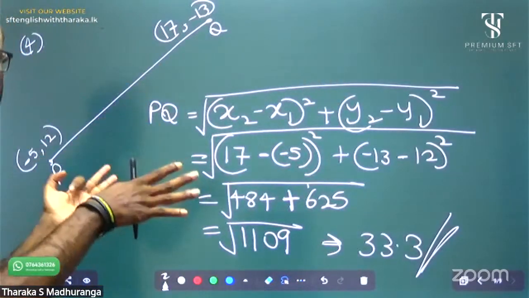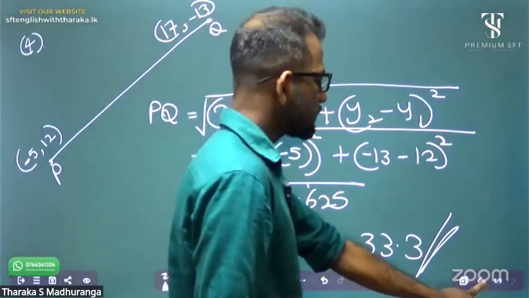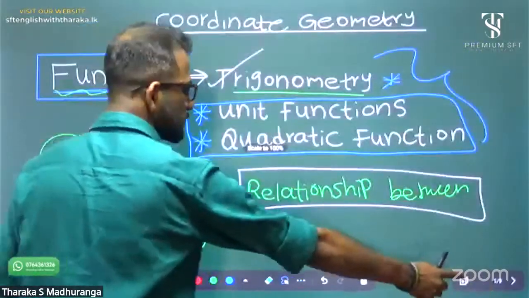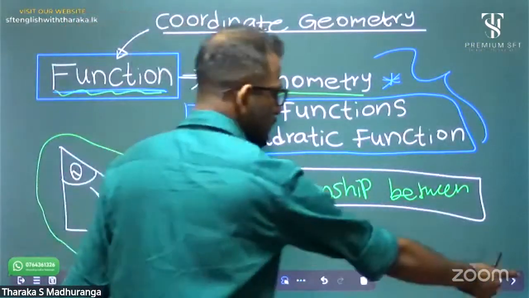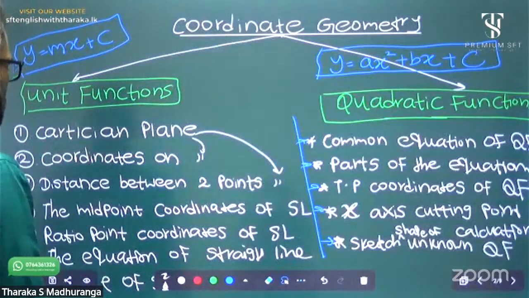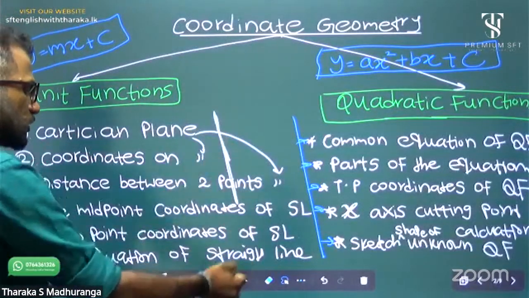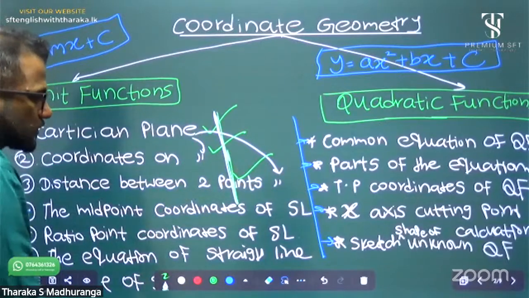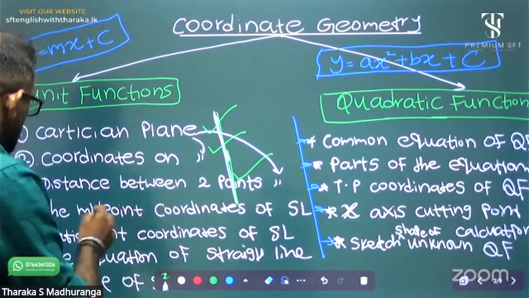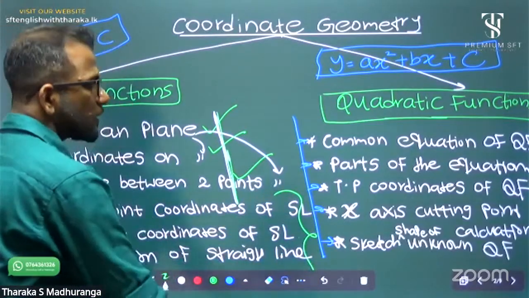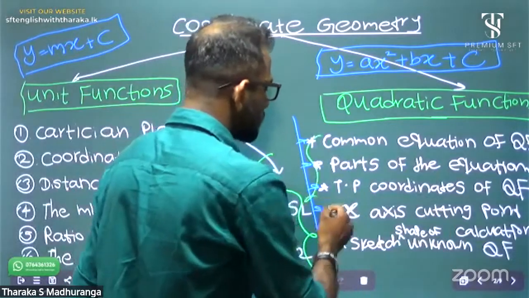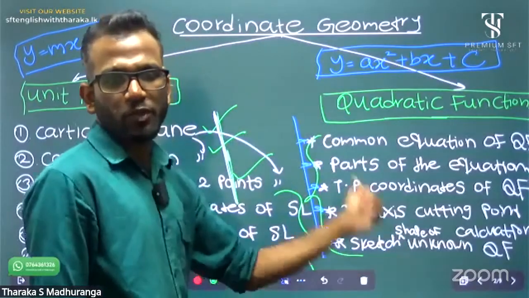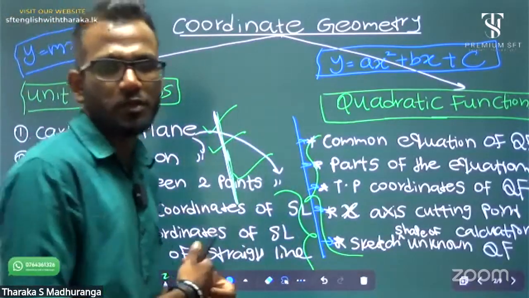Okay, that's the first part actually. How many topics did we discuss? Up to first 3 topics. We have another 4 subtopics in unit functions, and another 5 subtopics in quadratic functions. Overall 8 subtopics remain, and we only discussed 3 subtopics today.